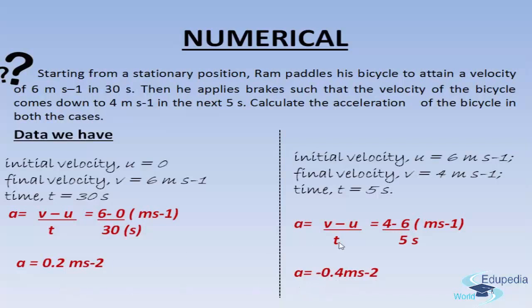Even without solving this problem, just by looking at it, we can say when it is a positive acceleration and when it is a negative acceleration. In the first case, the bike went from 0 velocity to 6 meters per second, so it is acceleration. Thereafter, from 6 meters per second it comes down to 4 meters per second, so that is deceleration, a negative acceleration. Now I'm sure you will understand the difference between positive and negative acceleration.